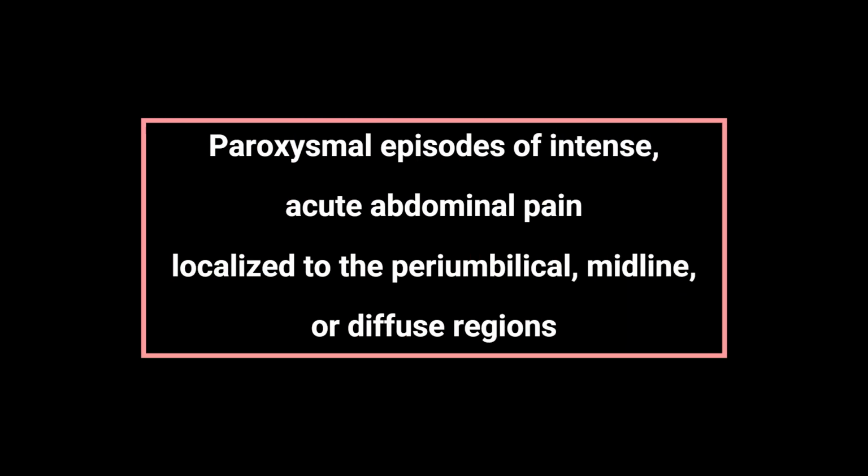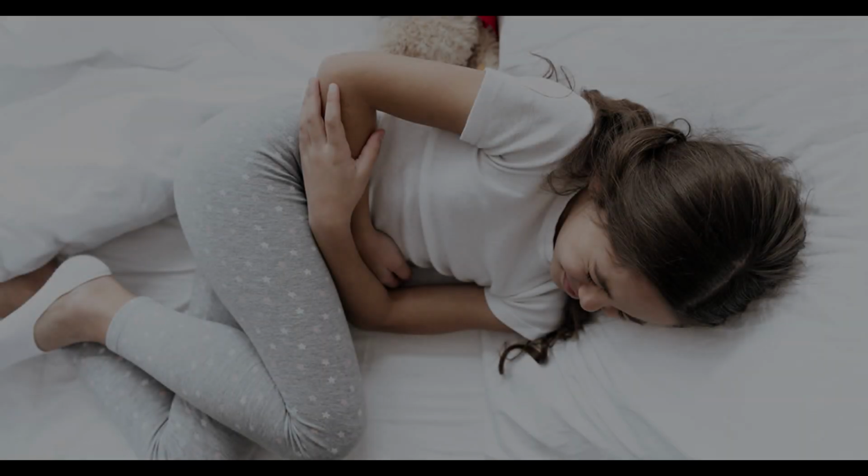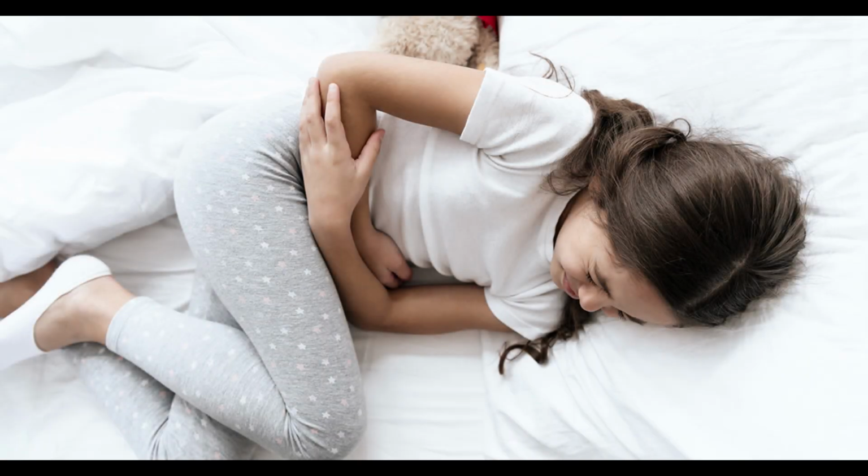Abdominal migraine is currently defined as paroxysmal episodes of intense, acute abdominal pain localized to the periumbilical, midline, or diffuse regions. These episodes typically last for at least 1 hour and are severe enough to interfere with normal daily activities. Between episodes, the individual remains asymptomatic, which is a key diagnostic feature.